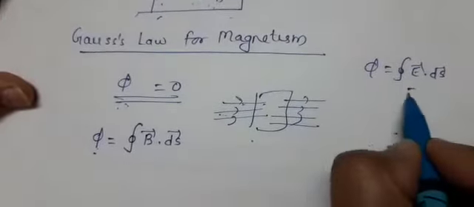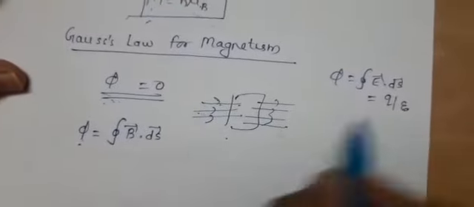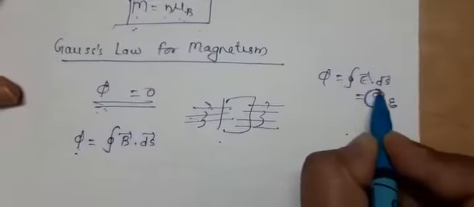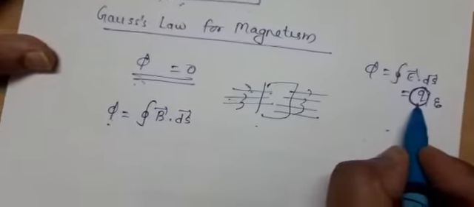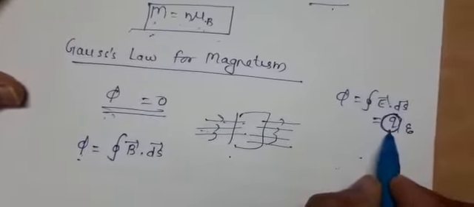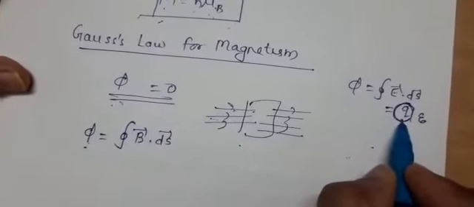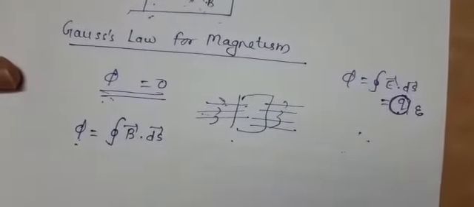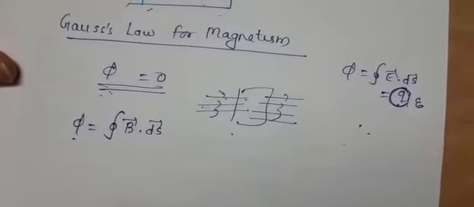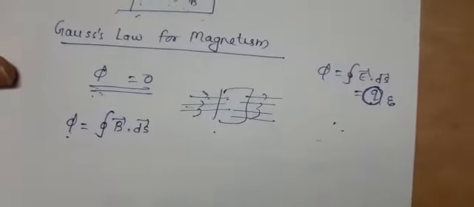And see, in that case electric flux was given by Q by epsilon naught, where Q was the charge, but here instead of charge we are talking about pole strength. We have already discussed no monopole can exist. Poles always exist in pair. It means even a small portion of a small magnet, it will have both the poles. No magnet can exist with single pole.